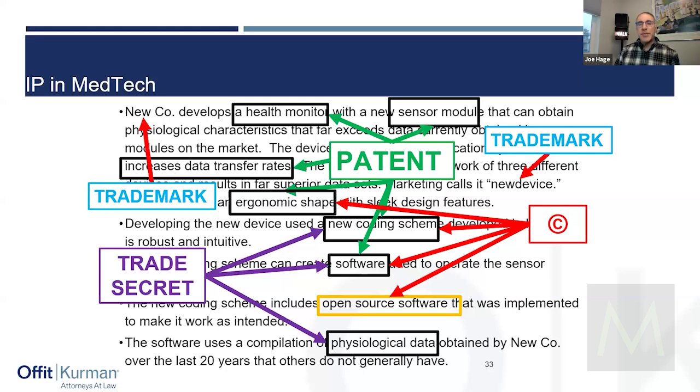Jeff. Patricia asks, what's the advantage or disadvantage of a startup choosing a provisional patent rather than a standard one?